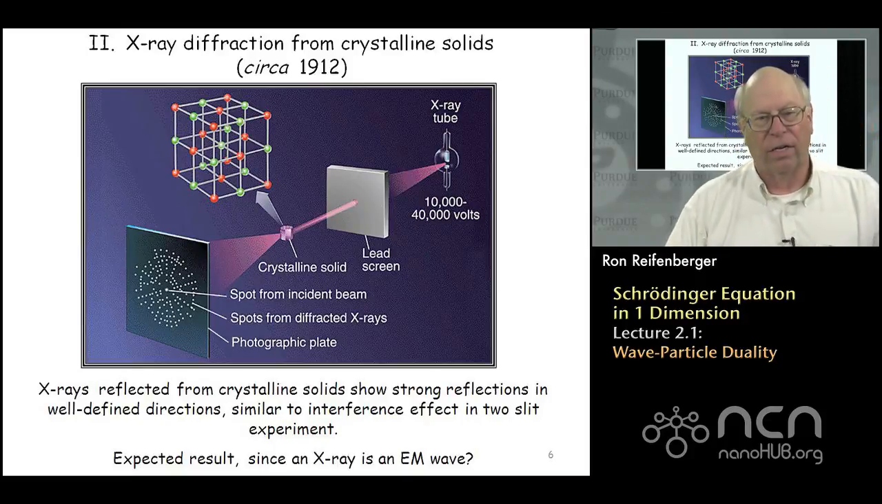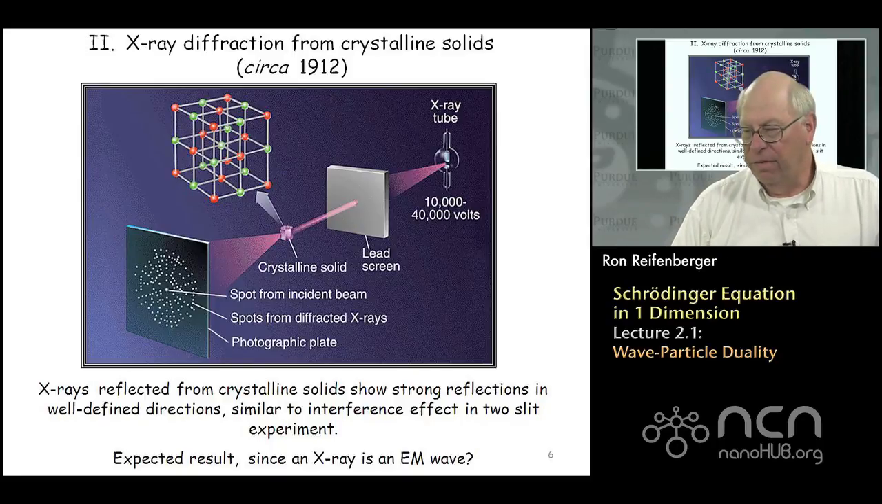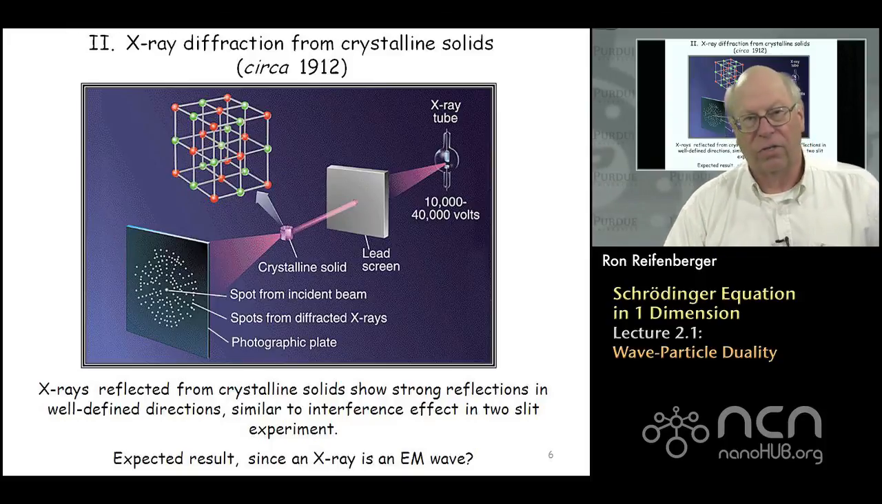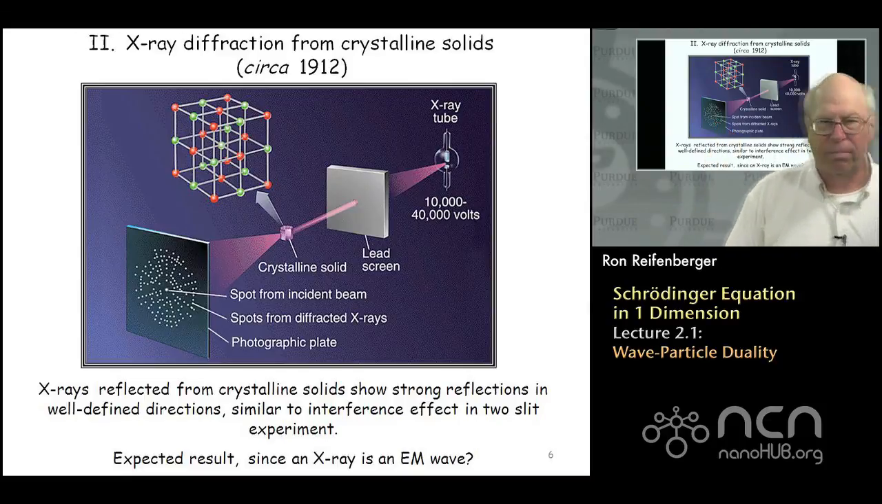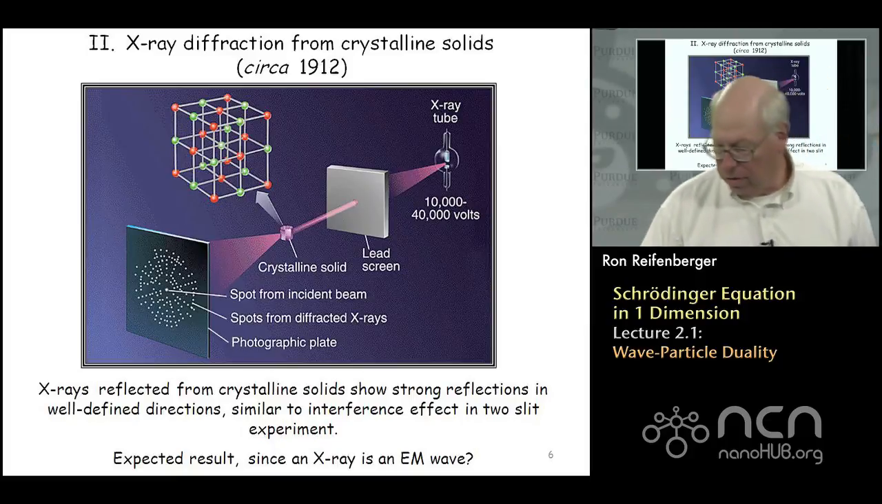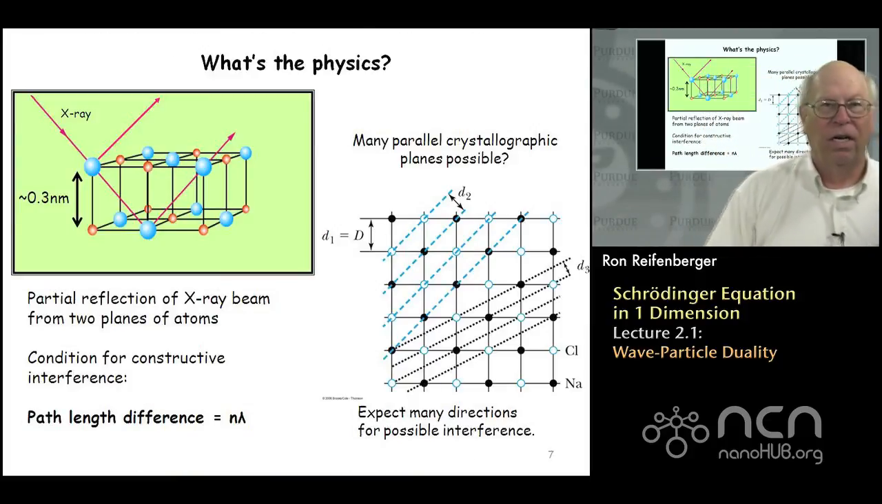it involves an X-ray tube that emits a collimated beam of X-rays. Those collimated beams of X-rays strike a crystalline solid, and then there's going to be some sort of a detector or screen for observation. And what you see on this screen is dozens of bright spots which occur when the X-rays are constructively reflected from different crystallographic planes inside that crystal. So what's the basic physics?